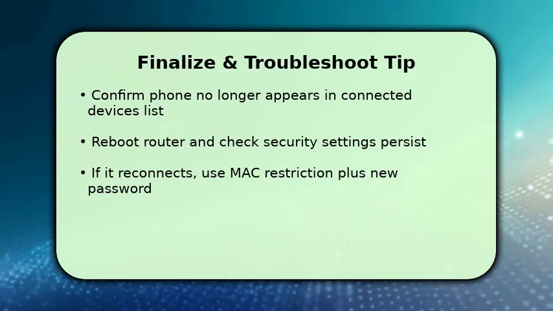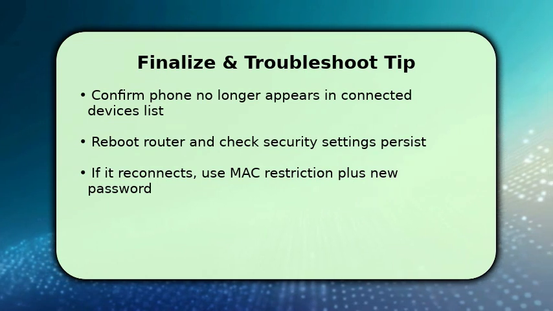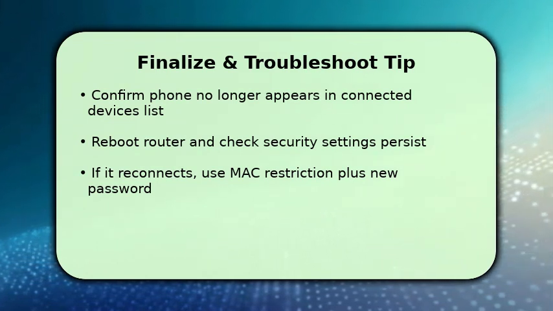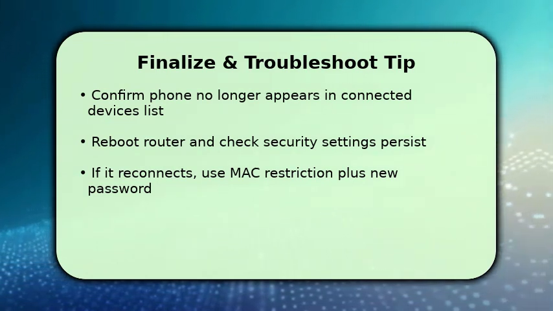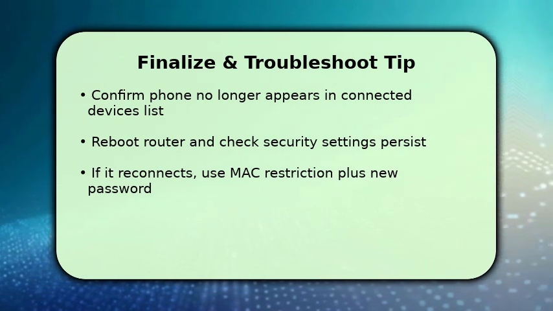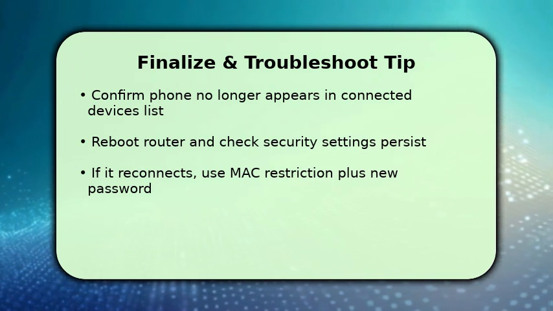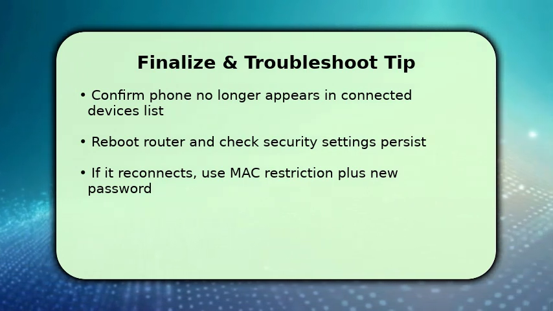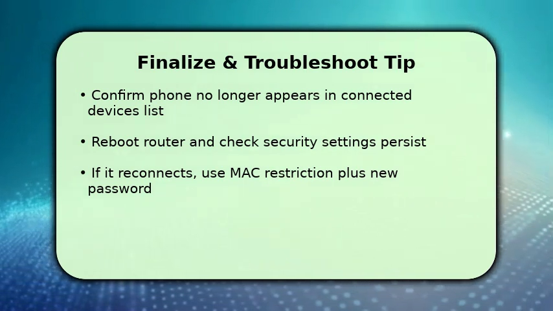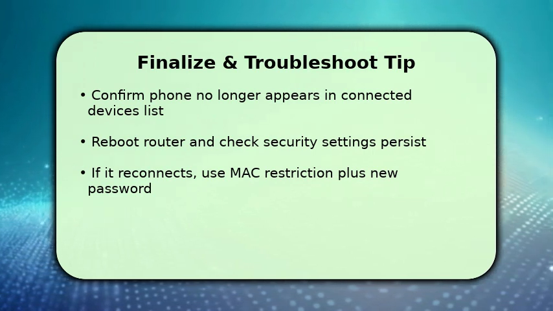Once done, reboot the router to ensure settings persist and monitor for automatic reconnections. If the phone manages to reconnect, make sure MAC filtering is active and the blacklist entry is correct. Then change the SSID password again and tighten encryption to WPA2/WPA3. One key troubleshooting.